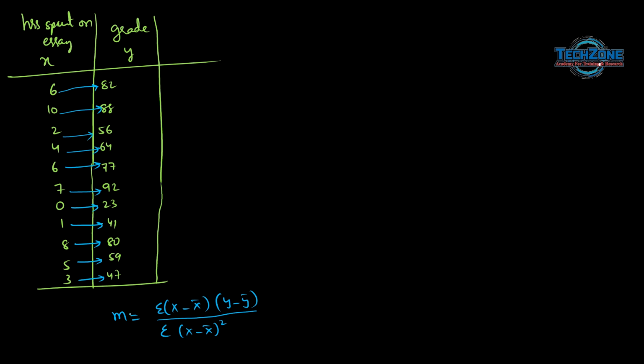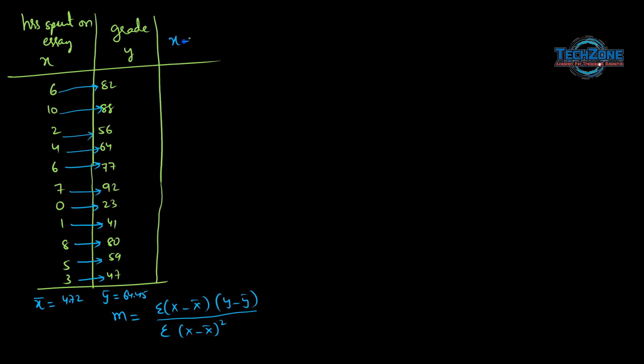For that we need to find x bar and y bar, right? I have actually calculated these values: addition of all these divided by 11. 1, 2, 3, 4, 5, 6, 7, 8, 9, 10, 11. So 11 values, and the mean of x is 4.72 and the mean of y is 64.45. I have already calculated these values.